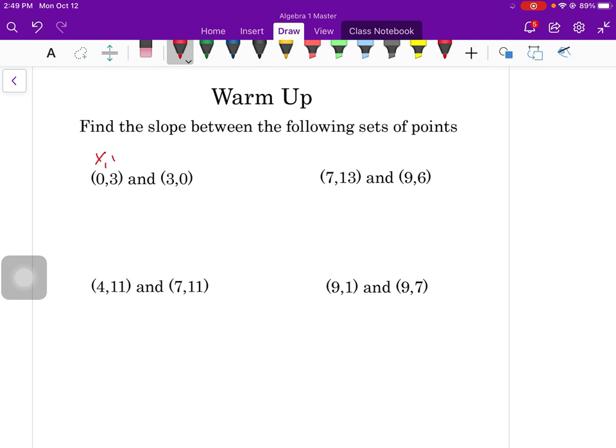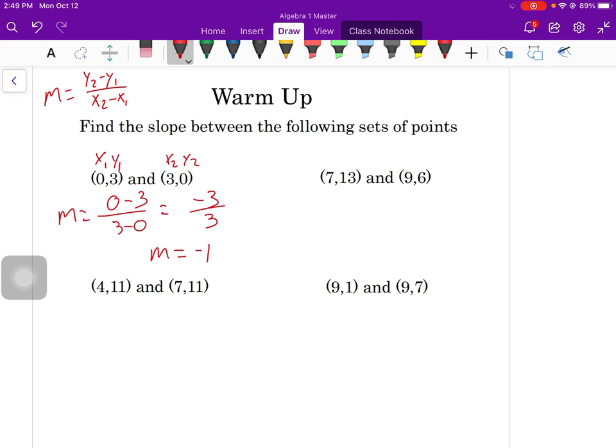So for this first one, I know I can label this x1, y1, and x2, y2. And slope formula is rise over run. So like this, I could do 0 minus 3 over 3 minus 0 for this first one. And that's going to give me negative 3 over 3. So my slope simplifies down to negative 1.